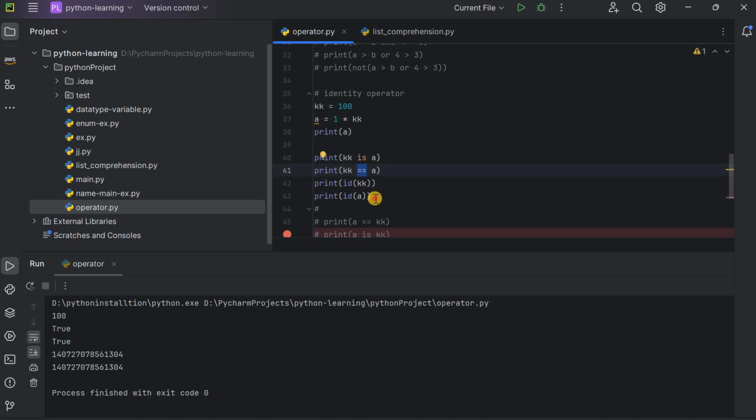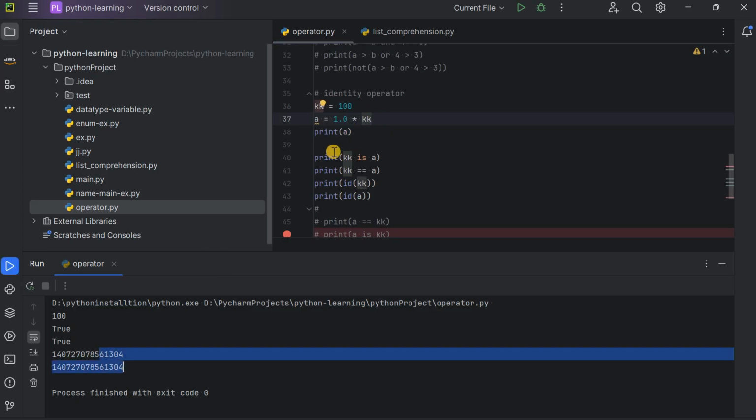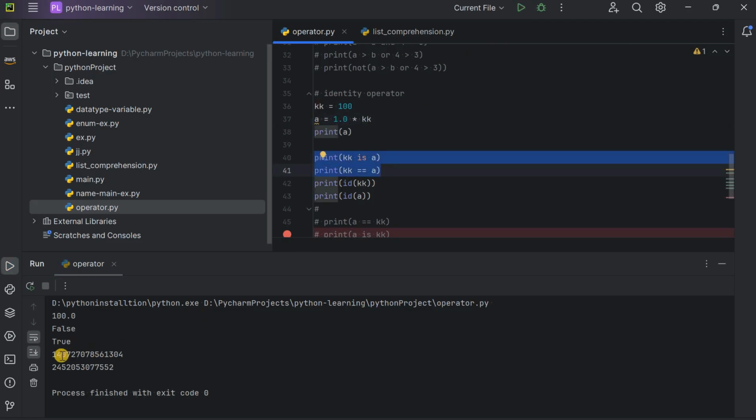Basically we need to do this, right? But now I am changing A to 1.0. The value is still the same, but the memory address will be different. These two will be different, and these two answers will be different. Let's run it. What is the kk memory address? This is it, and what is the A address? This is it. It is now 1.0, a float, and the memory address has just changed. kk and A differ.